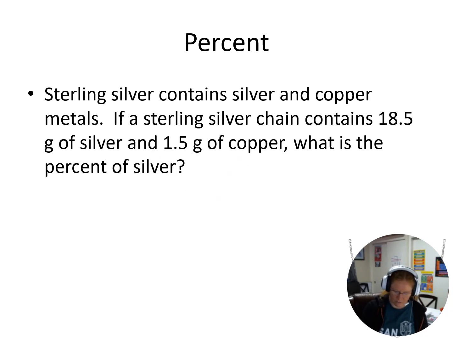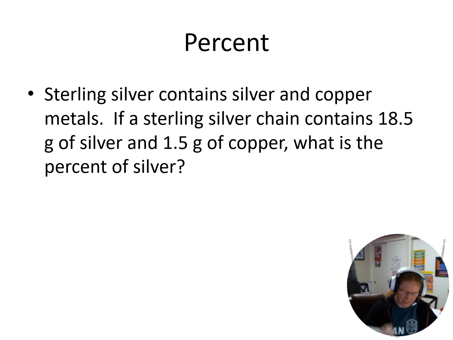Now, how do we handle a situation like this? Sterling silver, we've got copper and silver. Our sterling silver chain has 18.5 grams of silver and 1.5 grams of copper. So we need the percent of silver. Now remember, it's mass of part over mass of whole. So in this situation, we weren't given the mass of the whole, but what we were given were the individual masses of the parts.